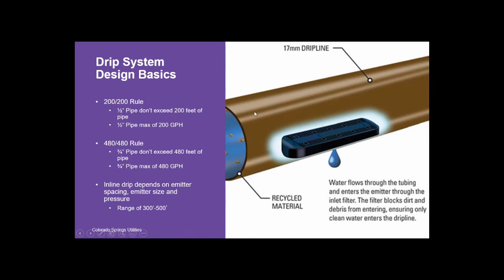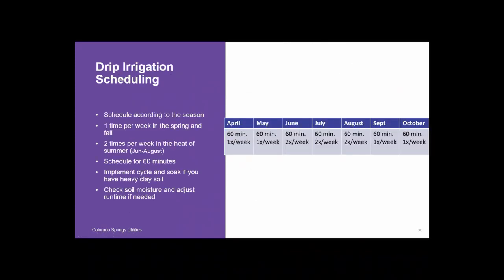So here's a quick look. Just wanted to quickly show you what an inline drip irrigation schematic looks like. Here's that brown pipe, and here's that manufactured emitter in this pipe. And again, this is the component that you specify on the gallons per hour and how frequently that emitter is spaced in that pipe.